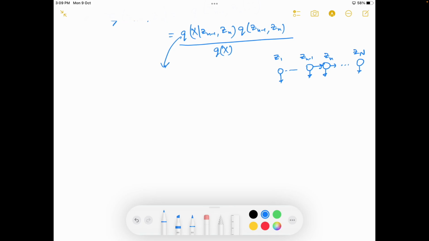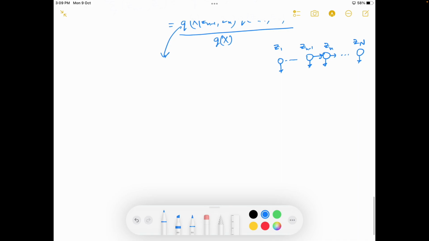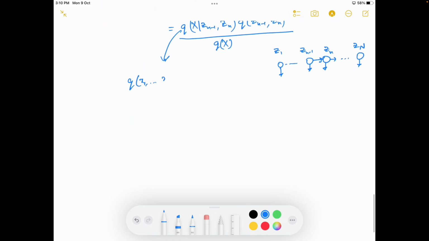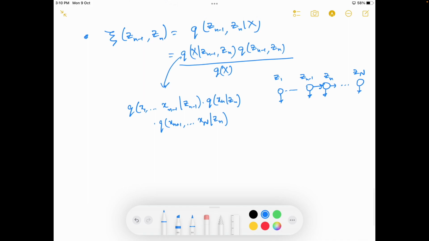Q of capital X given Zn minus 1 comma Zn. I can take everything up till n minus 1. This is equal to Q of x1 and so on up to x n into Q of xn given Zn into Q of xn plus 1 onwards given Zn. It need not depend on Zn minus 1. If Zn is given, then you don't need Zn minus 1. Okay, this is the first term. What about the second term?